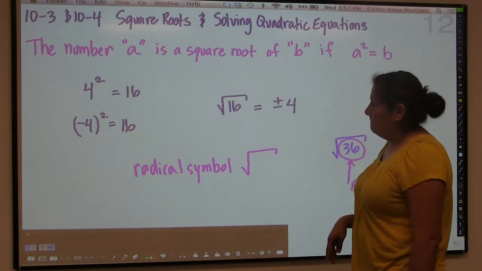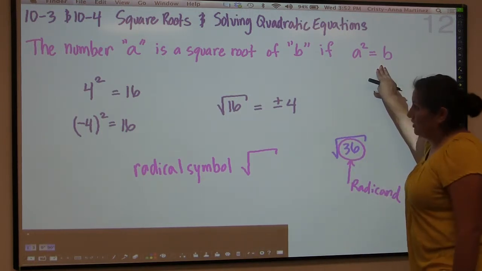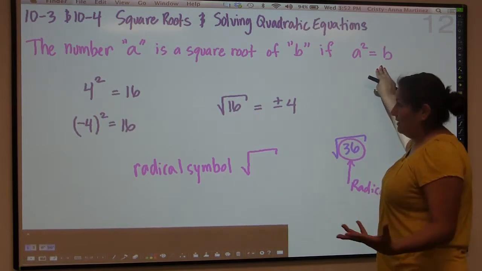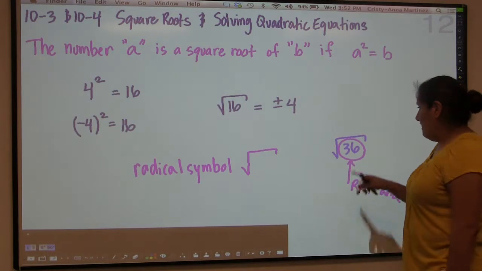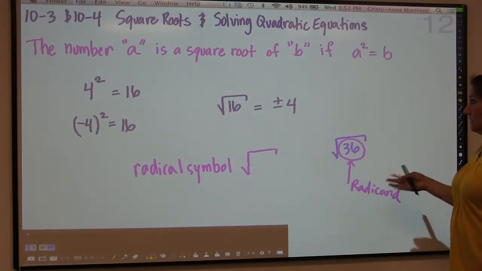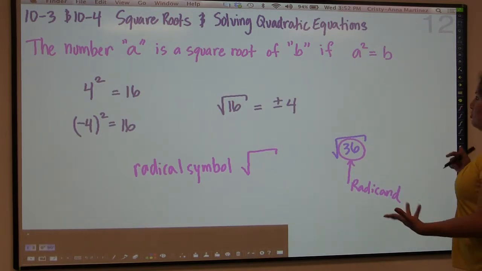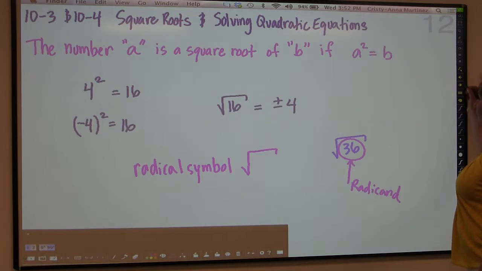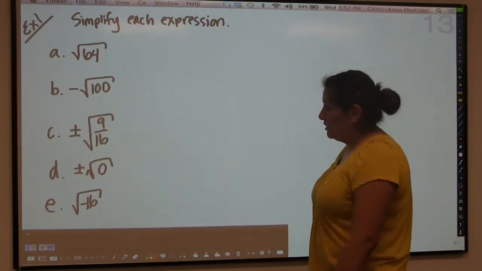But again, as long as a squared equals b, then we consider a a square root. For example, you could say that plus or minus 6 are square roots of 36 because 6 squared is 36 and negative 6 squared is also 36. So you probably already knew that, but just reminding you there. So we have some examples here. It wants us to simplify these expressions.